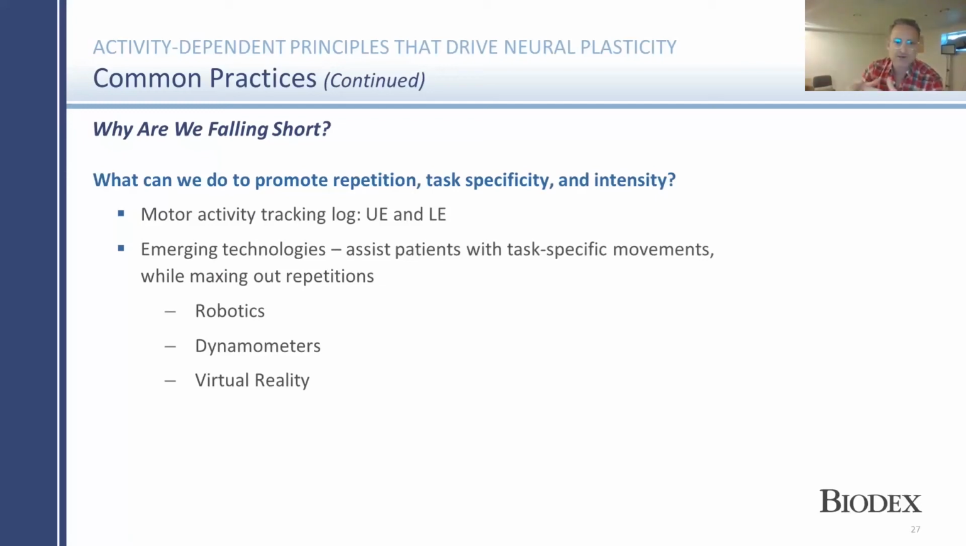Obviously, there are emerging technologies to help us promote this repetition and task specificity and intensity. We can go on at the low end, and then we can go on the high end. There's robotics, there's virtual reality, and there are dynamometers. We have a dynamometer for upper extremity function and the legs as well. If you're trying to make a case for why you want a $10,000, $20,000 piece of equipment, this makes a pretty good case. If you're trying to really reinforce repetition, task specificity and intensity beyond what we can do with our human hands as therapists, there's a lot of cool technology that can really help us out with that. I've had the opportunity to do it, and it really does make a difference.